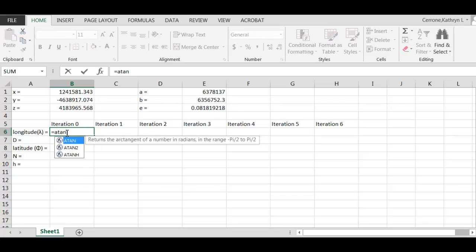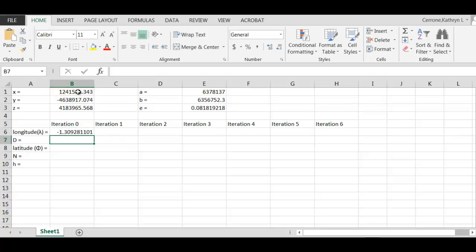So that's what we're going to use as our function. Parentheses, the numbers that we want are y divided by x, and we'll close those parentheses. And you'll notice here we get this negative 1.3, which doesn't quite seem right. And that's because it's in radians.